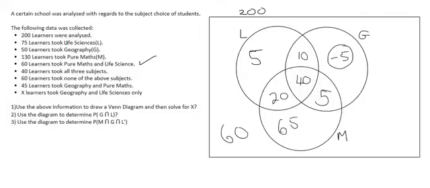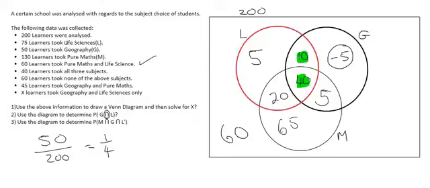So now that we've solved for X, number 2 says use the diagram to determine the probability of G. Now what does that little symbol mean over there? G and L. So where are the people who do geography and life sciences? So what we do is we intersect the circle of geography and life sciences. And there we can see the overlap part is that 10 and 40. And so the people who do geography and life sciences, there are 50 of them, out of a total of 200 people. And if you simplify that, you'd get 1 out of 4.